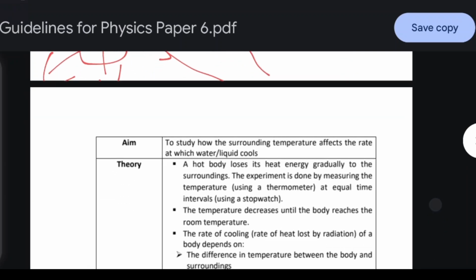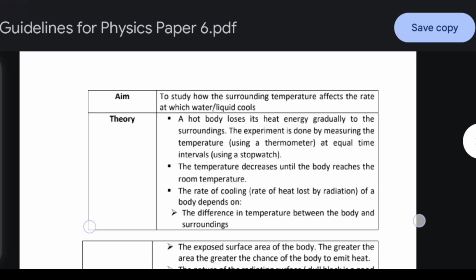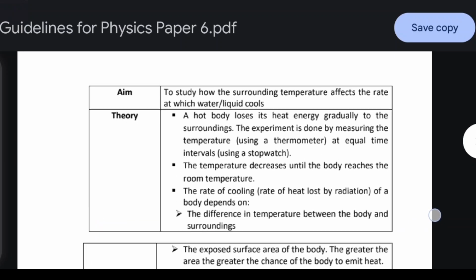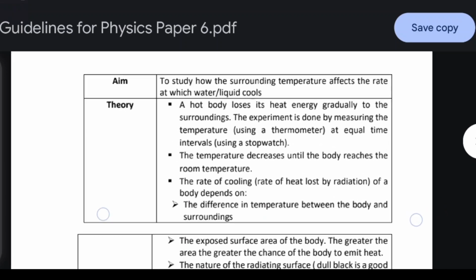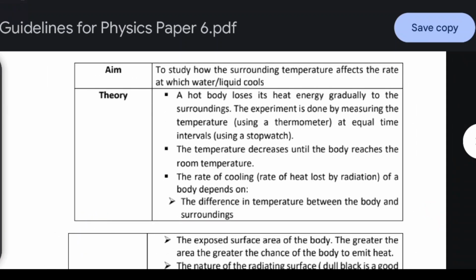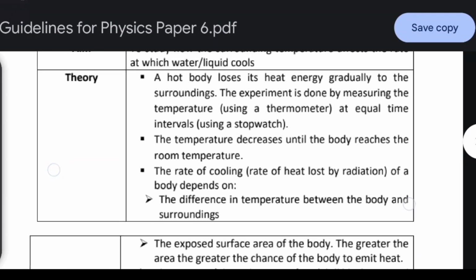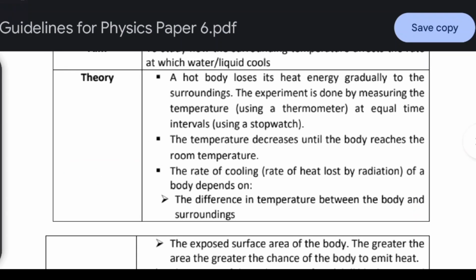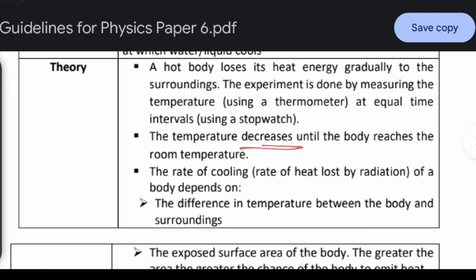So, a hot body loses its heat. This is the theory: a hot body loses its heat energy gradually to the surroundings. The experiment is done by measuring the temperature at equal time intervals. So you will measure the temperature every 30 seconds to check how much the decrease in temperature is. Because it's going to lose heat to the surroundings, the temperature of the beaker will decrease. The temperature decreases until the body reaches the room temperature.